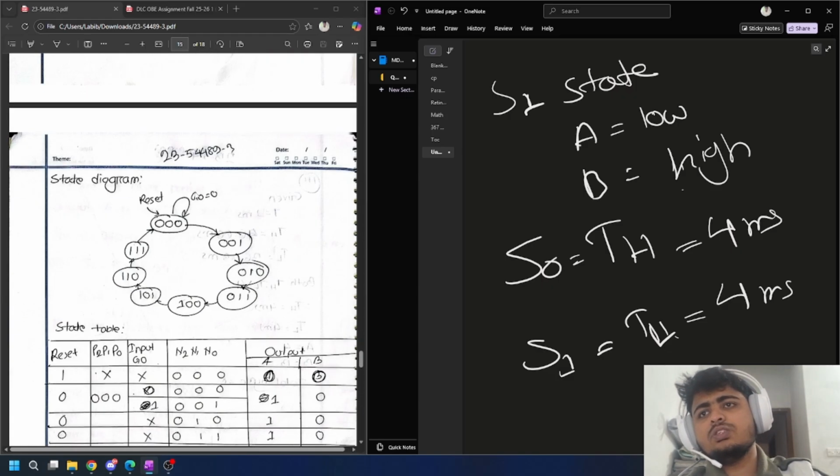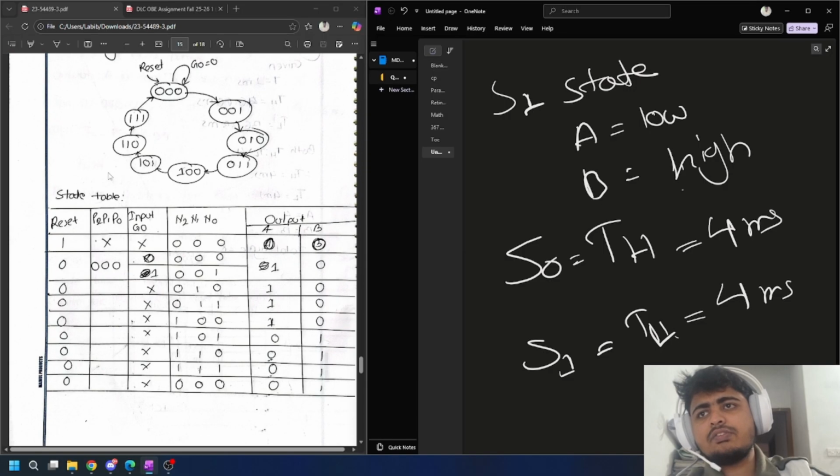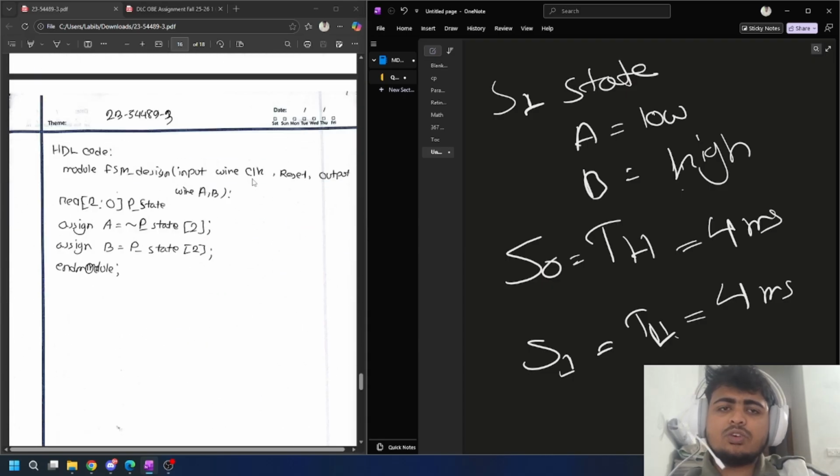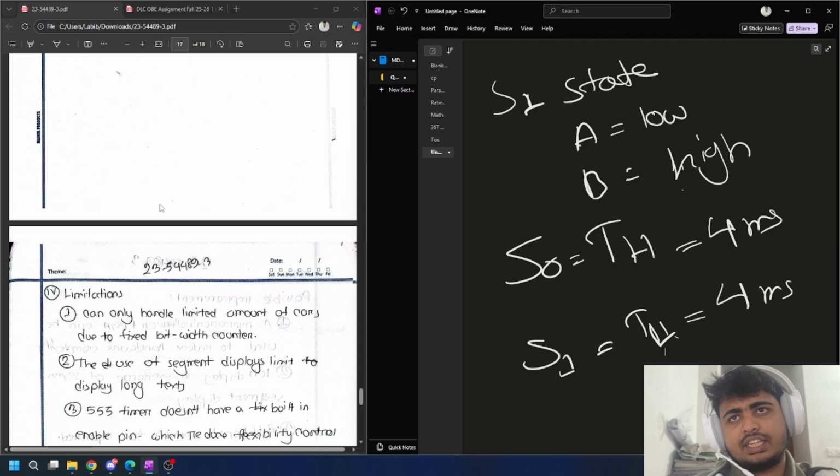And this is the state diagram, and this is the state table for all of this. This is the output A and B, this is the inputs, and this is reset for everything. And this is the HDL code, where we followed the output system. Since this is a Moore type FSM, the output depends only on the current state. That means this HDL is designed with that in mind.